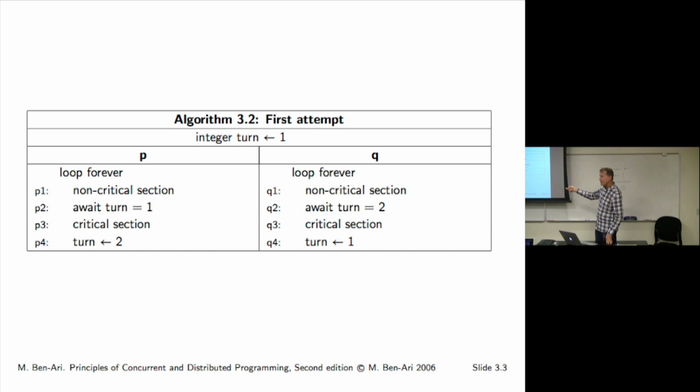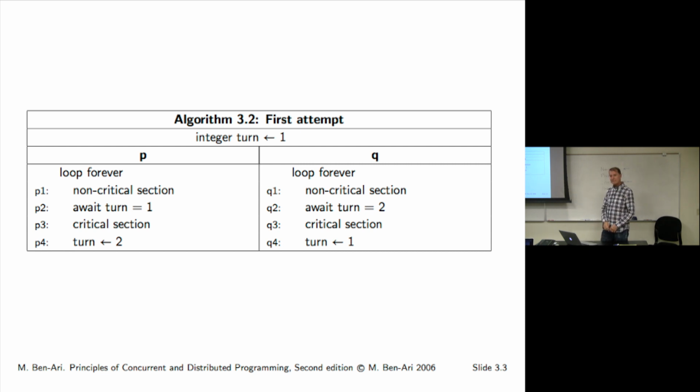But what does it say? Await turn equals 1, and turn is 1. So he will get into his critical section. He'll eventually get out of his critical section, and he'll set turn to 2. So if he keeps going and goes into his non-critical section, he gets to await turn equals 1, and what happens? He times out, because he's stuck there because turn is 2. Eventually Q, if he's blocked at await turn equals 2 at Q2, will be given cycles, he'll be scheduled, and turn equals 2 will be true. So he'll do his critical section, and like that.